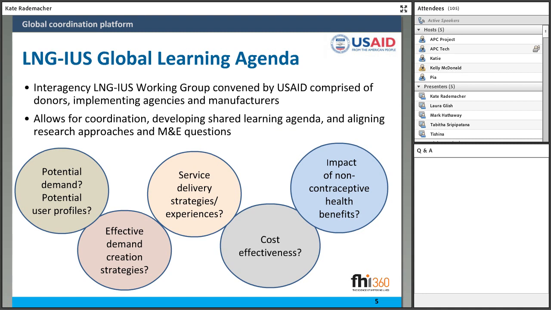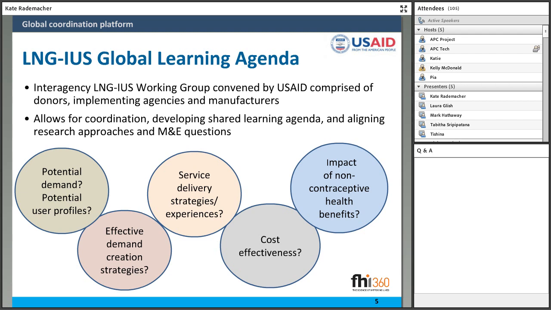Several years ago, USAID convened a new interagency LNG-IUS working group, which is composed of donors, implementing agencies, and manufacturers. This group has been a great platform and has allowed for coordination, developing a shared learning agenda, and aligning on research approaches and M&E questions. You can see in the circles on the slide some of the questions that are included in a global learning agenda that we've developed in collaboration.